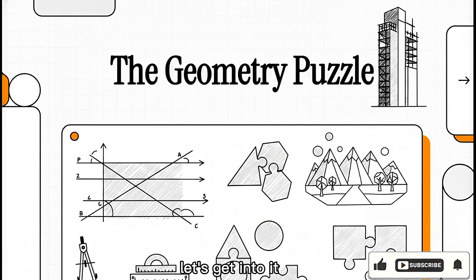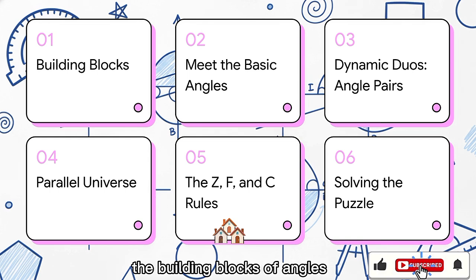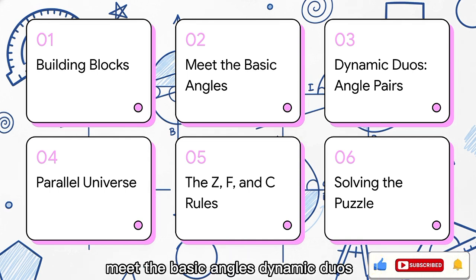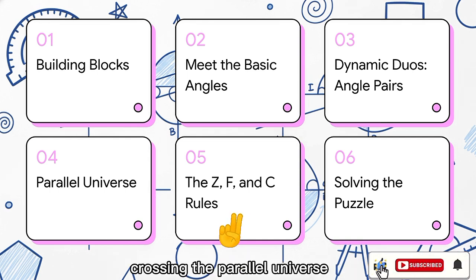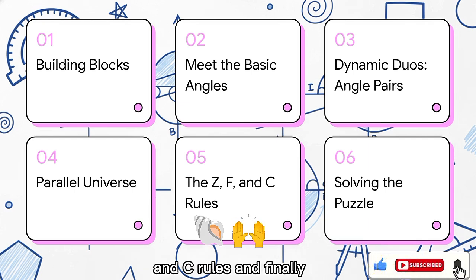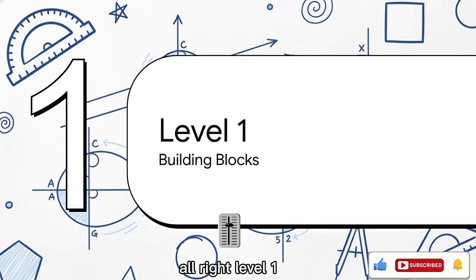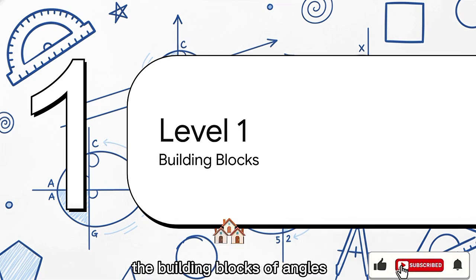Let's get into it. Here are the 6 levels we're going to beat today. The building blocks of angles, meet the basic angles, dynamic duos, crossing the parallel universe, the Z, F, and C rules, and finally, solving the geometry puzzle. All right, level 1, the building blocks of angles.